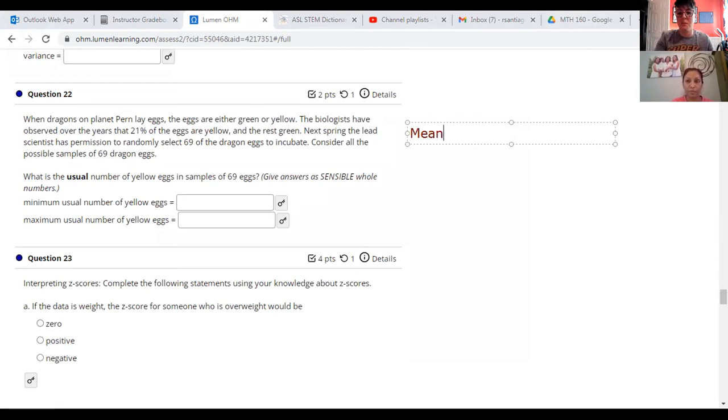Your average. So the mean is found by taking your n and multiplying it by the probability of success. So in this case, we know that our n is 69. There are 69 dragon eggs. And we also know that the probability that the eggs are yellow is 0.21. So that's the first thing we calculate. So 69 times 0.21 is going to give us 14.49.